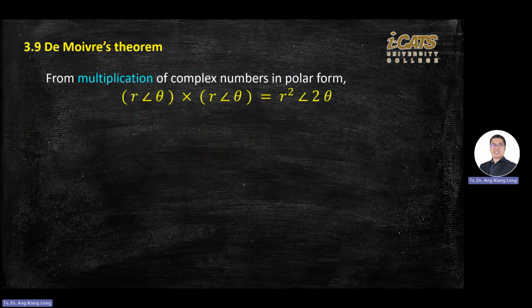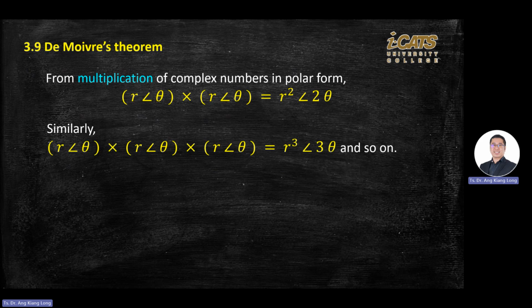So let's say we have a multiplication of two complex numbers in polar form, r with the angle theta. You multiply with another polar complex number, r with the angle theta. You will get r squared and 2 theta. Right? So this is for multiplication of complex numbers.